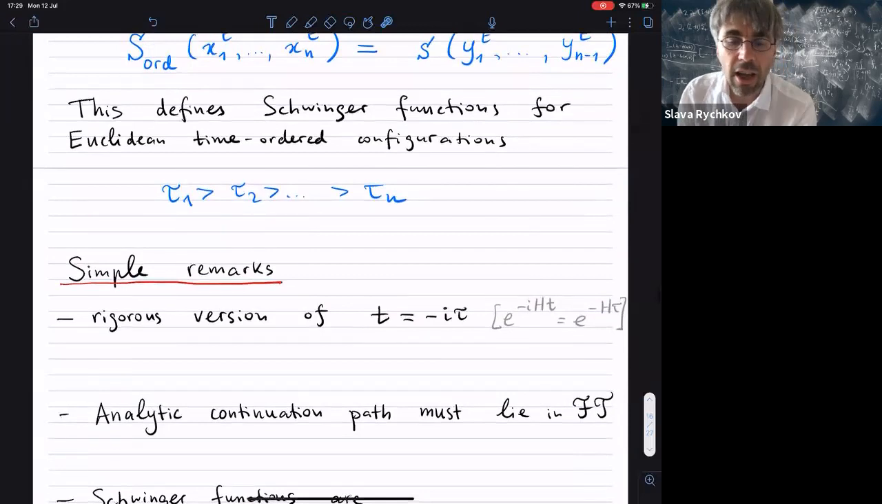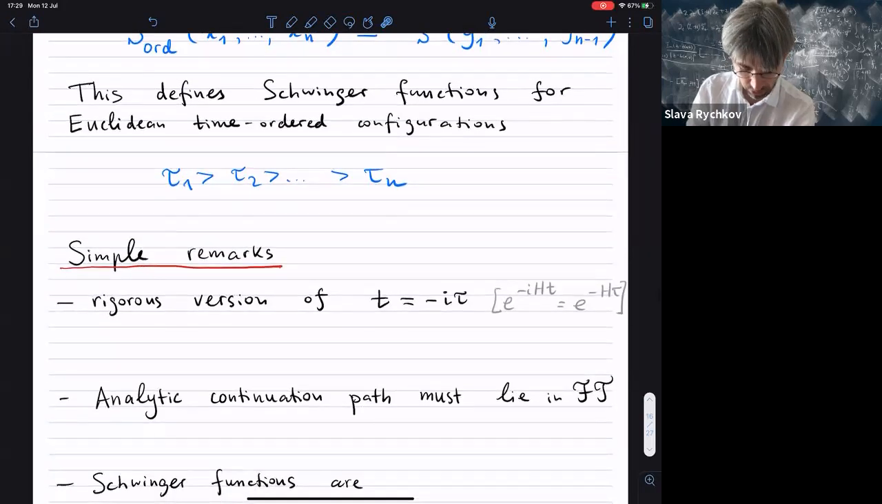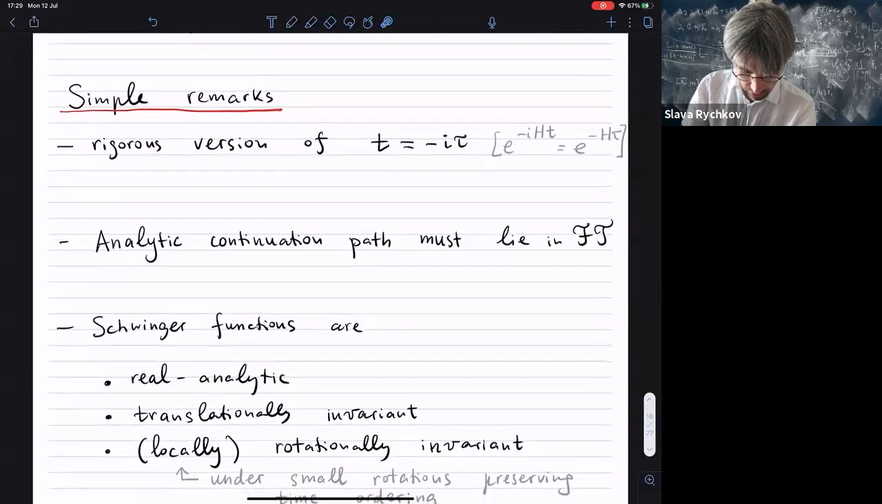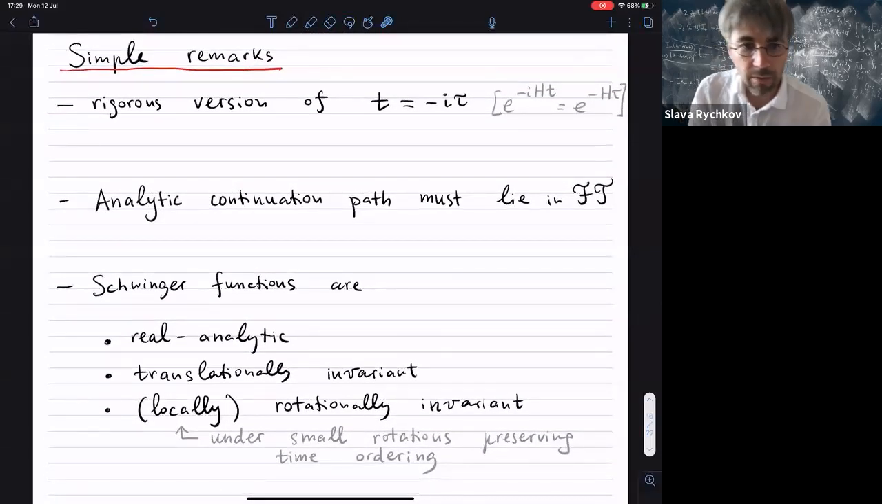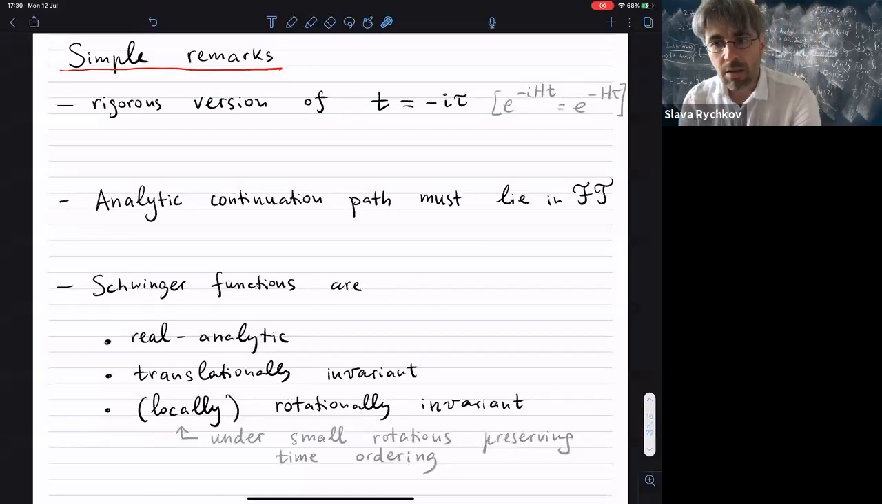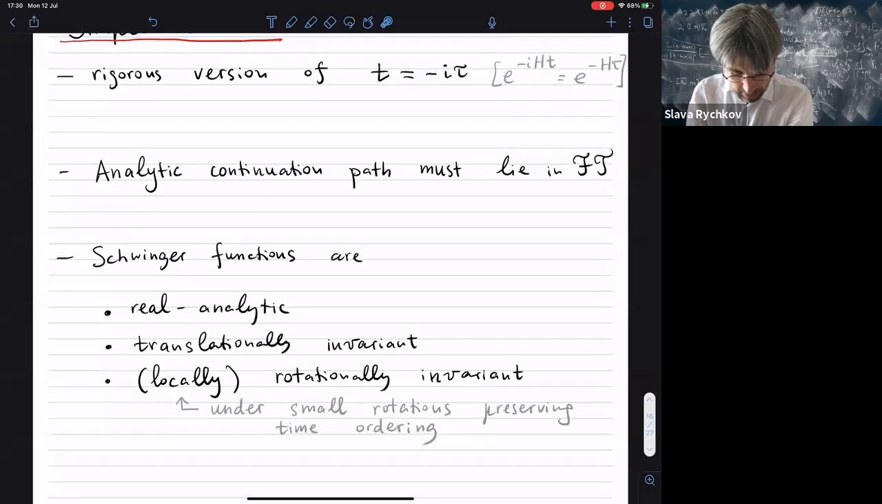Another simple comment is that I followed this continuation path, which brought me from Lorentzian to Euclidean, or from Euclidean to Lorentzian. And I insist that the continuation path, the way we described it, must lie in the forward tube, so that everything was analytic. And so these Schwinger functions that we define this way are real analytic functions of Euclidean coordinates, translation invariant, and locally rotationally invariant. Now, what does this mean?